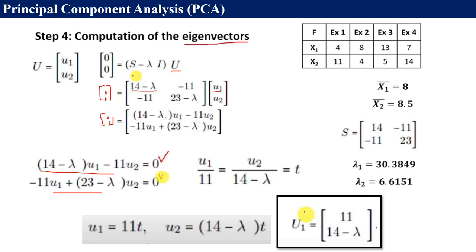So you convert our first equation. This equation gives U1 by 11, U2 by 14 minus lambda. We have to calculate the U1 and U2 values, and find this value for the unit vector. Consider t is equal to 1, so U1 is equal to 11t. So U1 is 11, and U2 is 14 minus lambda. Okay, we got this one.